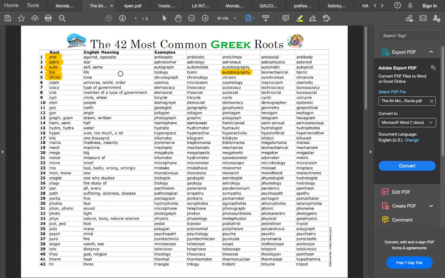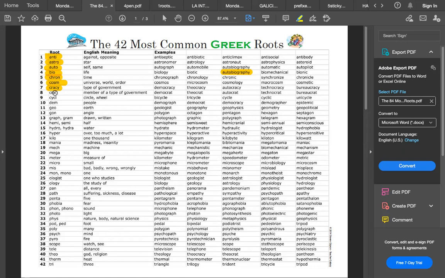Chron or chrono means time, okay? So chronology, chronograph, chronic, if you're in pain all the time, you would have chronic pains. Cosmo means universal world or order. So cosmos, microcosm, cosmology, macrocosm. Cracy, anything ending in cracy. So democracy, theocracy, autocracy, that's a type of government. So a democracy is supposed to be a type of government by the people. A theocracy is supposed to be a type of government from the church usually.